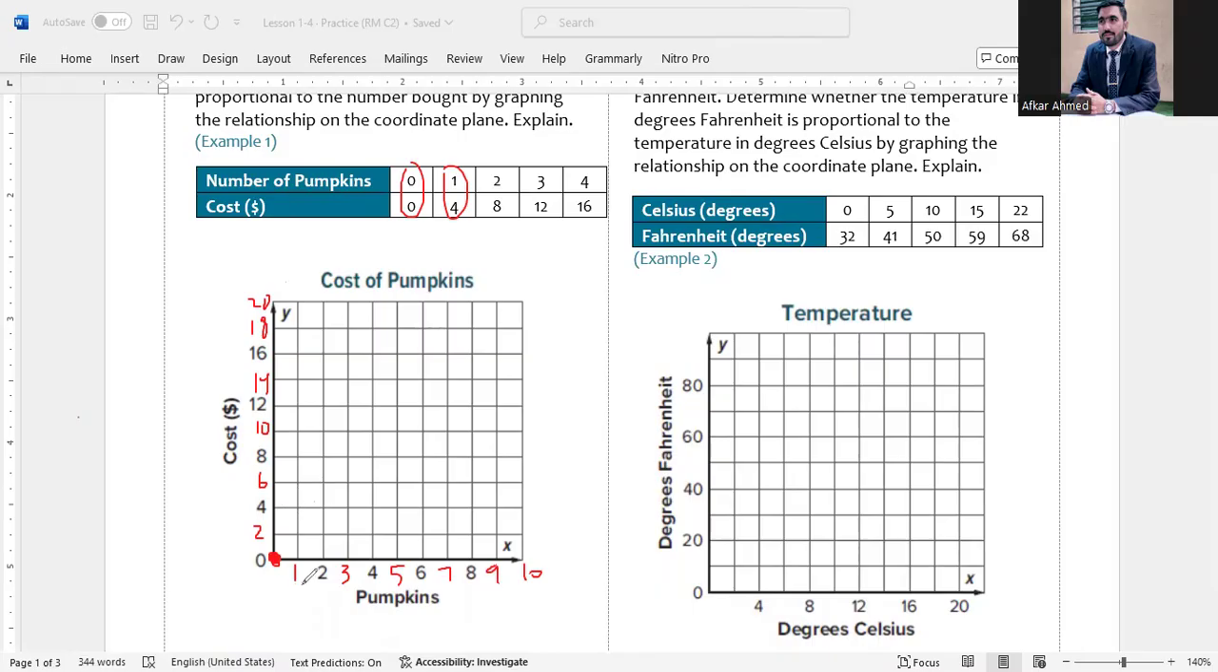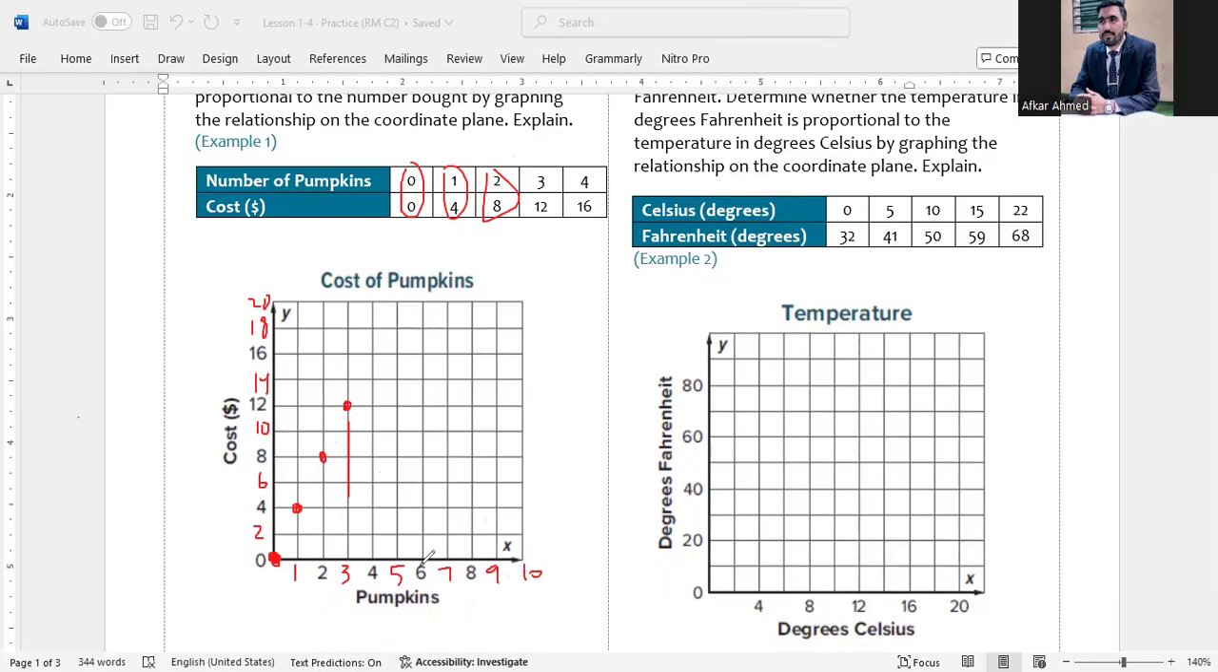So for 1 and 4, I will move up until 4 and make a dot here. Then for 2, it's 8. If there are 2 pumpkins, the cost is 8. I put my pen on 2 and move up the same line until 8. Then 3 and 12: I start my pen from 3 and move up to 12. So 2 is 8, 3 is 12, and 12 is here.